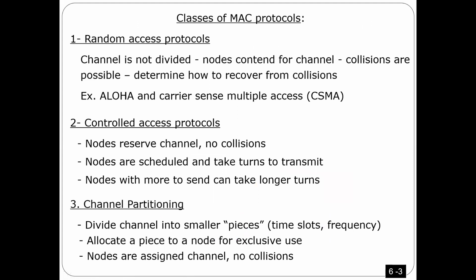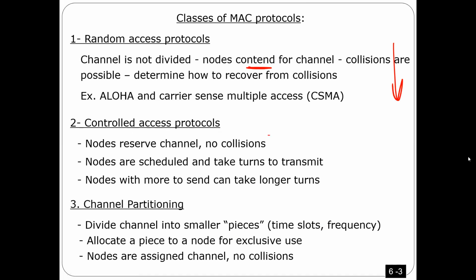But before I do that, I'm going to make a very quick comparison between them, okay? So number one, random access control. Here the channel is not divided. We don't divide the channel, okay? Nodes contend, which means they compete for the channel, okay? Collisions are possible, so collision can happen, okay? But I'm going to try to reduce the collision as much as I can.